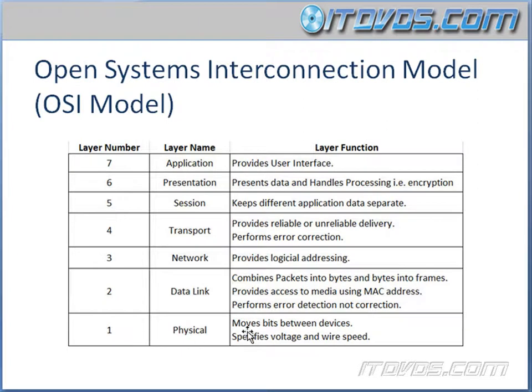Layer 1 is the physical layer. This moves bits between devices and specifies voltage and wire speed. So this is actually the physical media that you're networking across, like an Ethernet cable.